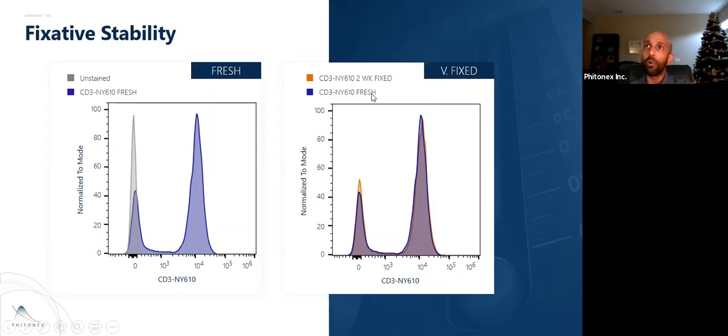So this is an example of Nova Yellow 610 conjugated to CD3 that was analyzed fresh and then left in formalin for 2 weeks. And there was no significant change in brightness. So after 2 weeks, still stable, still ready to analyze.